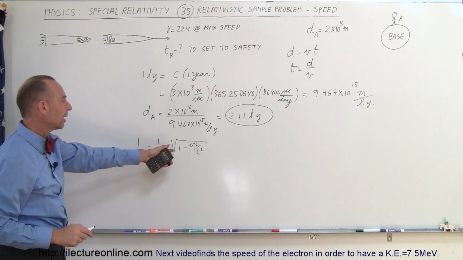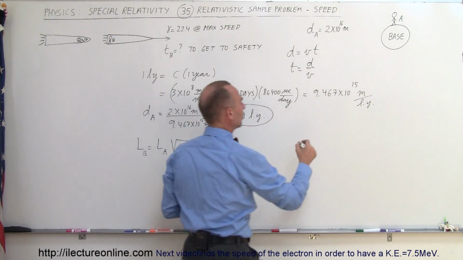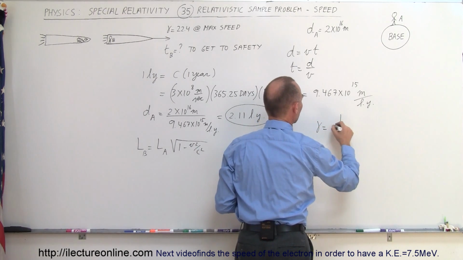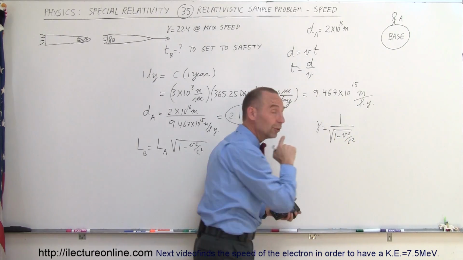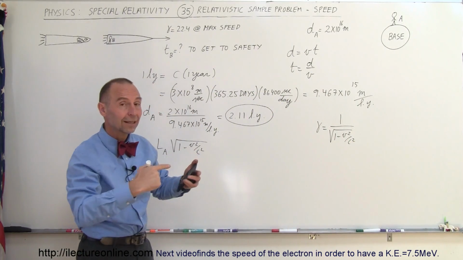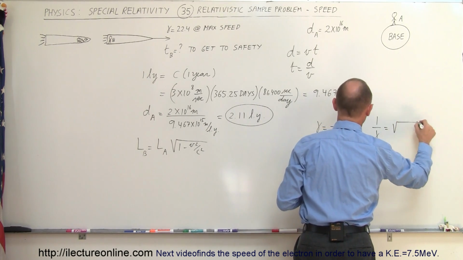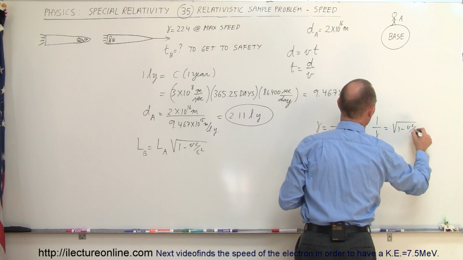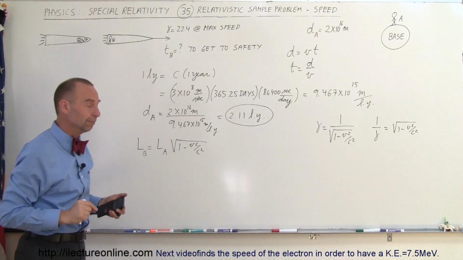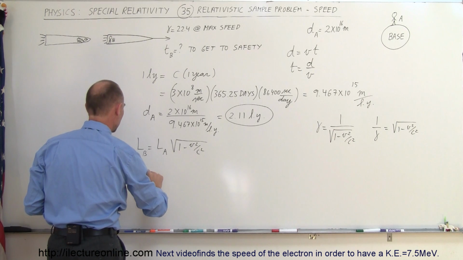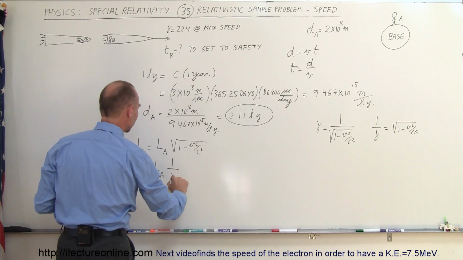Now, can we convert that to the Lorentz factor? Yes, we can, because we know that the Lorentz factor, by definition, is 1 over the square root of 1 minus v squared over c squared. So 1 over gamma is equal to the square root of 1 minus v squared over c squared, which means that this radical can now be replaced by 1 over gamma, which means that the length as seen by you is equal to the length as seen by somebody at the base times 1 over gamma.